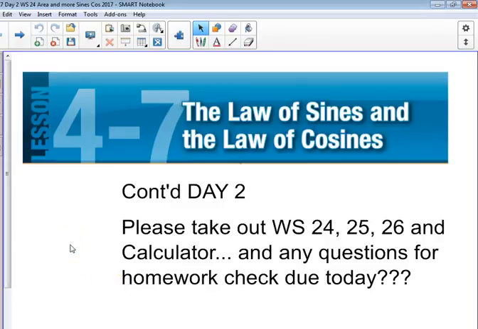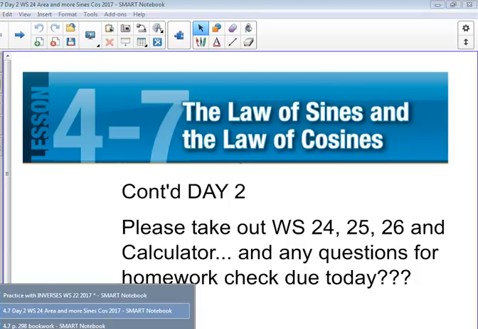All right, guys, we're going to do a little more law of sines and cosines and talk about the area formulas today. But first, I'm going over questions on the homework check.